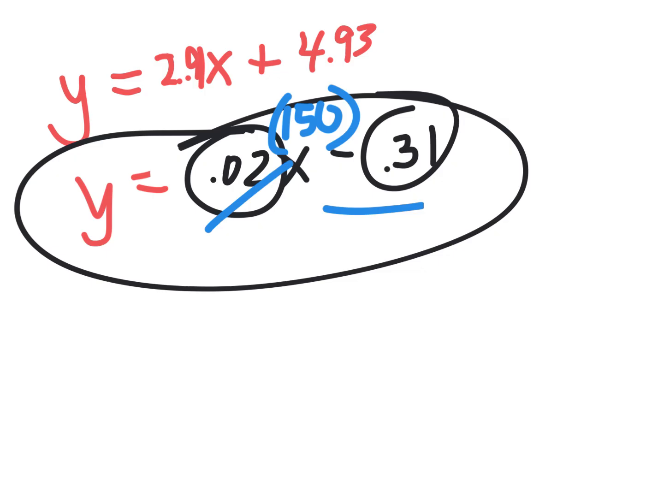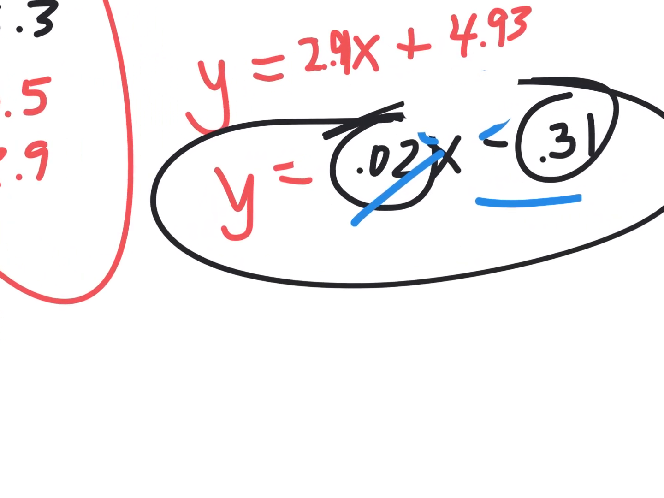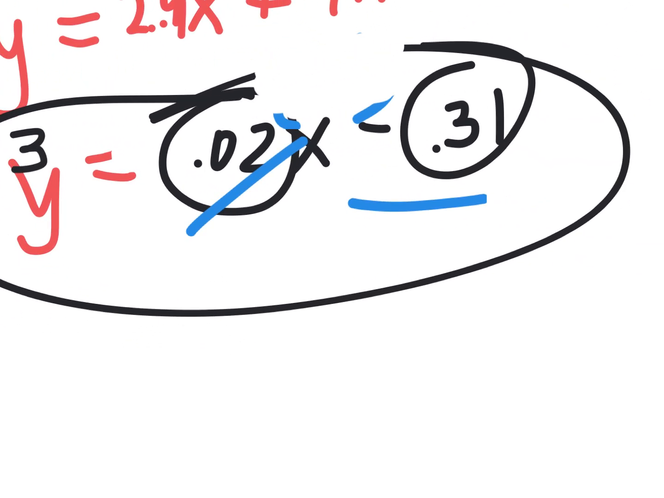What if they don't give you the height? What if they give you the length of the finger? Why? It goes in Y. Some kids thought it should go at the end. No, the Y, it's here. So if they give you that the finger bone was like 3, you could put it right there, and then you could solve this. 3 equals 0.02x minus 0.31.